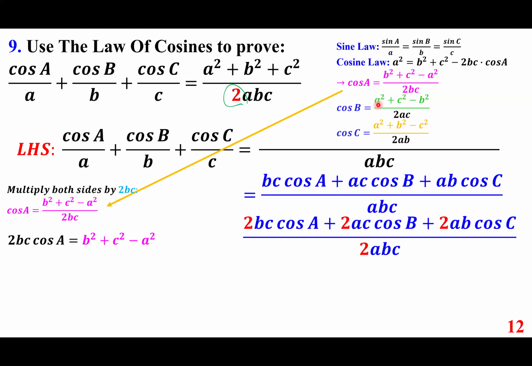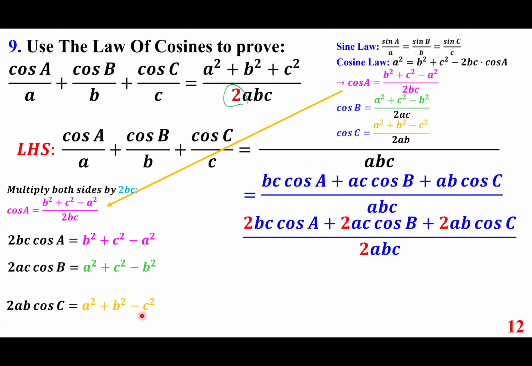I'm going to do the same thing here. Look at this one, everybody. If I multiply by 2ac, I get 2ac cosine B is equal to the numerator, a squared plus c squared minus b squared. And this one, if I multiply by 2ab, I get 2ab cosine C equal to the numerator, a squared plus b squared minus c squared.